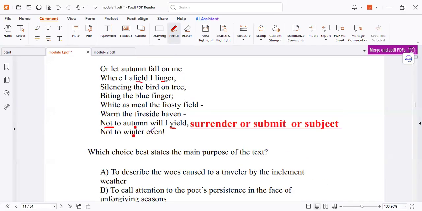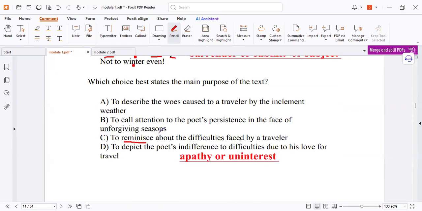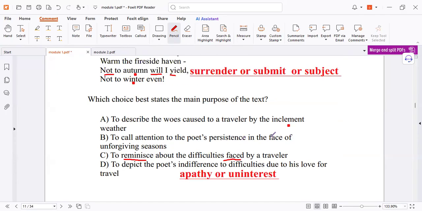Something happened to you. We don't have any past tenses here. Look, it's a present linger. Let autumn fall. You see, I will future. So in reminisces here, the writer used the past tenses. Something happened to him as he sat faced with the past, right? But what does inclement mean?